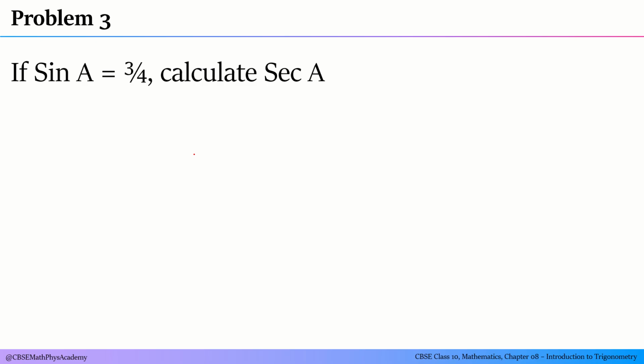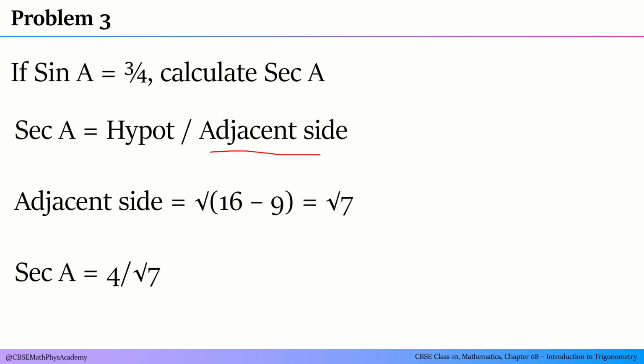Going to problem 3, you should be really lucky to get such problems. They have given you a sine, so you have the opposite side and hypotenuse. For secant, you need the adjacent side. The adjacent side you calculate by the square root of hypotenuse square minus opposite side square, that is 16 minus 9, which is root 7. So secant A is equal to 4 by root 7.